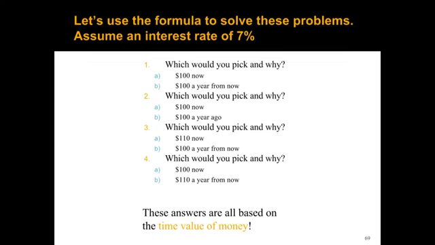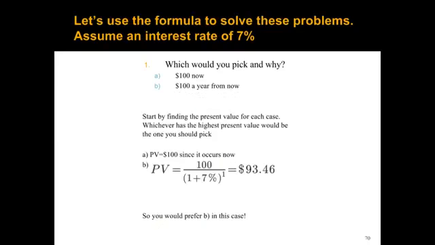So now let's get back to these questions. Let's start with number 1. So what would you pick, $100 now or $100 a year from now? Start by finding the present value for each case, and whichever has the highest present value would be the one you should pick. So if the $100 is now, that is the present value. The other thing you could think about is that now is 0 years from now. So your denominator is raised to the 0 power, and anything raised to the 0 power is 1. So it's just 100 divided by 1.